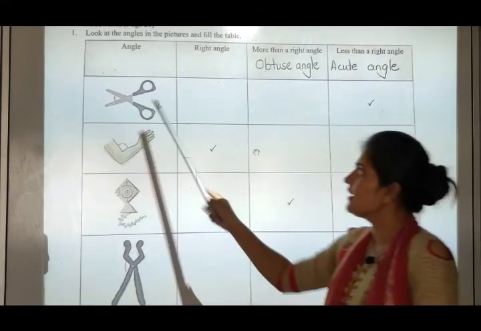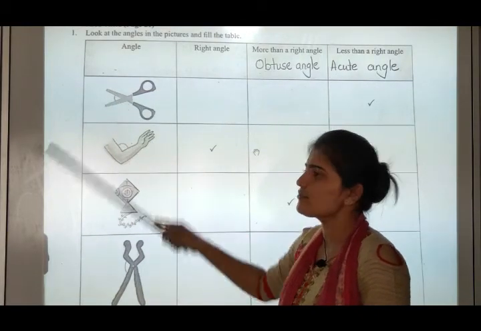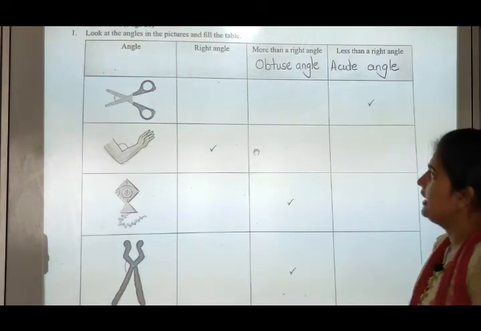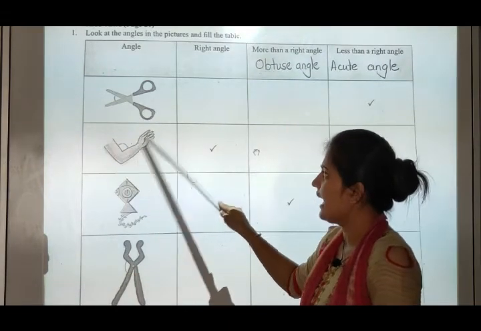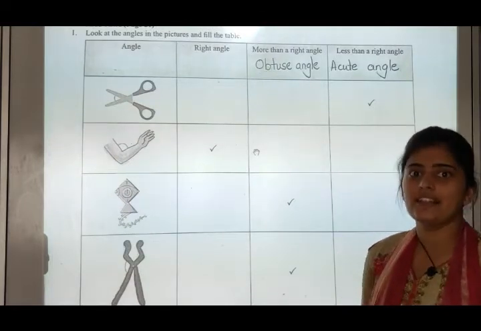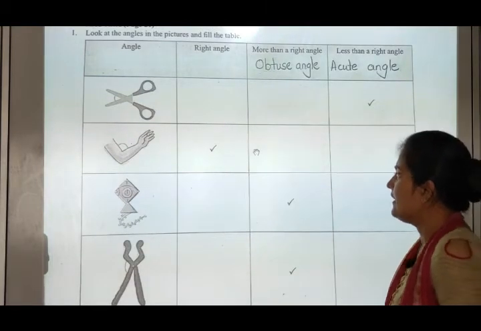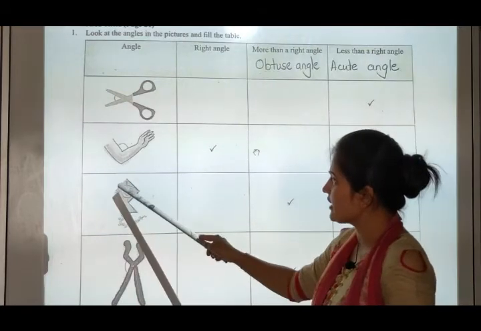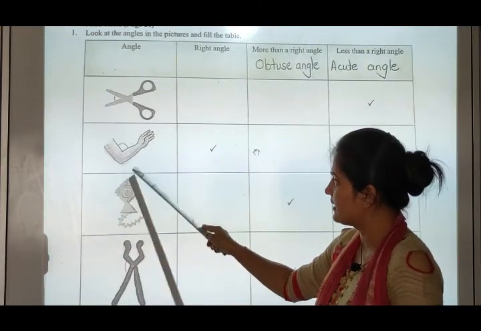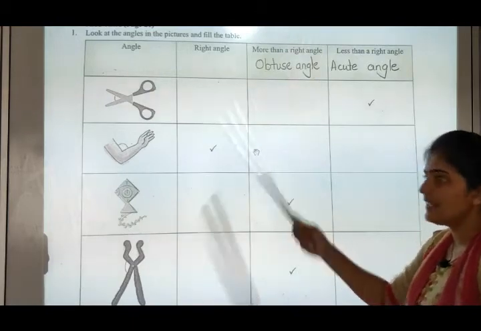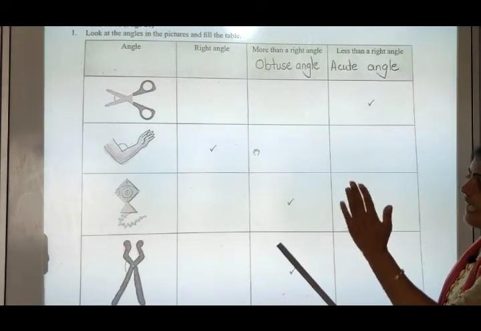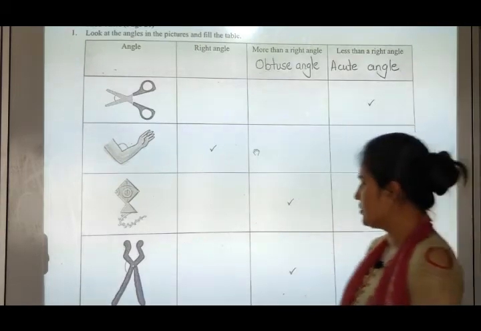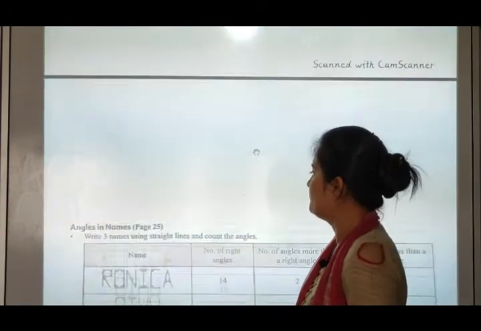So it can be given to you to sort out the angles given in right angle, obtuse angle or acute angle. Here you can see a scissor and scissor is making a small angle. So it is an acute angle. Now here you can see this hand, it is making an L. So it is a right angle. After that this kite. For the kite you have to see this angle. This means that it is more than 90 degrees, more than L it is making. So it is an obtuse angle and the other two you have to do on your own.